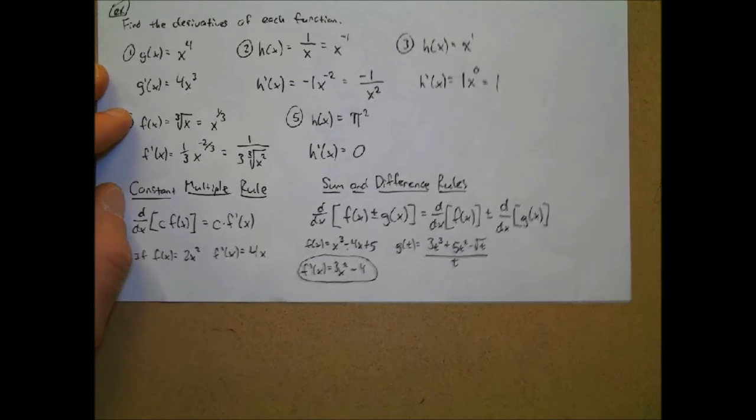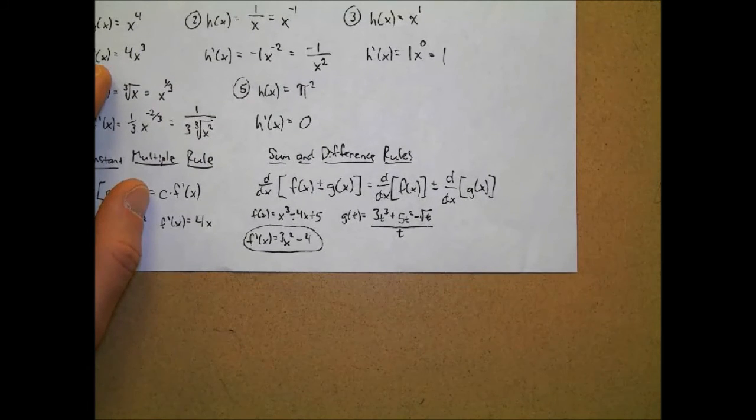I'll zoom in so I can do this. Okay. 3t cubed plus 5t squared minus the square root of t, all divided by t. We're going to find that derivative.